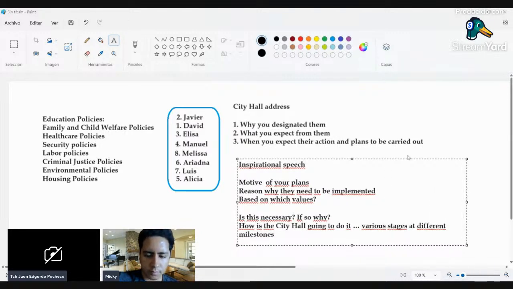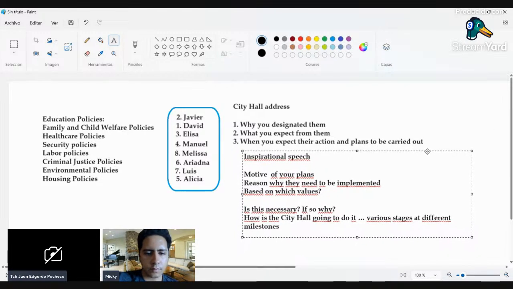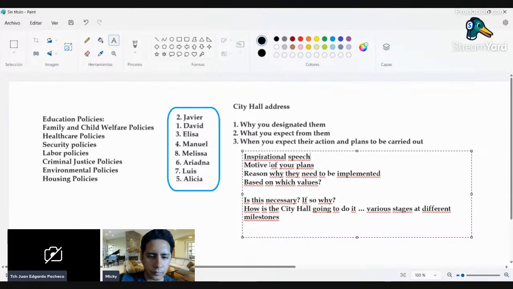So let me see how's our, yeah, we have time. Why don't we do a little speech for the people? This is not for your cabinet. This is for the people who have voted for you. And now you tell them what is the motive, the motivation, the reason why they need to be implemented, and which are your values, and why this is necessary, etc. How about that, Mickey? Let's see, maybe a 3 to 5 minute speech. Do you think that's approximately adequate for the public? What do you think? Yes, sure. Yeah, it's okay.